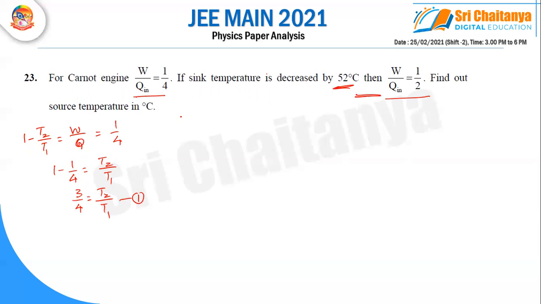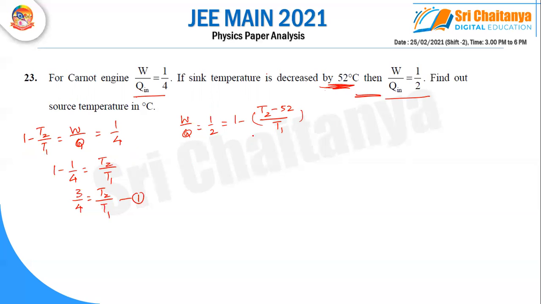So we have a second sentence. It says W by Q is equal to half, but here 1 minus the temperature, the sink temperature is decreased. So T2 has now become T minus 52, over T1. Now we need to work out with this particular equation.